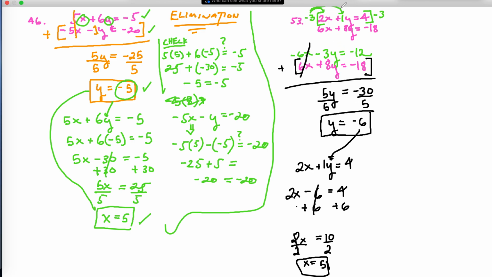And again, you could check. You could plug in 5 for x, you could plug in negative 6 for y, and see that that will give you 4. You can plug in 5 for x over here, and negative 6 for y right here, and see that you're going to get negative 18.